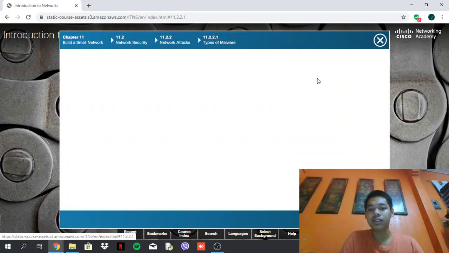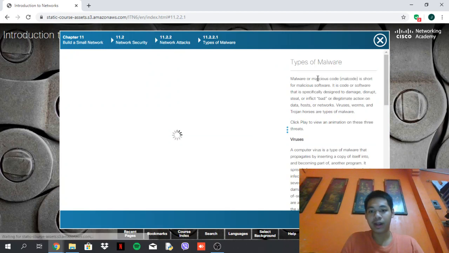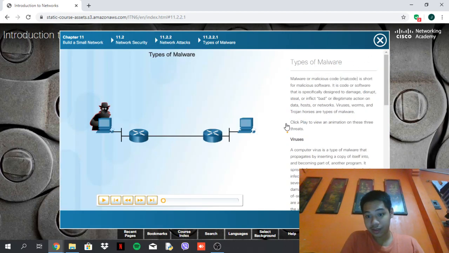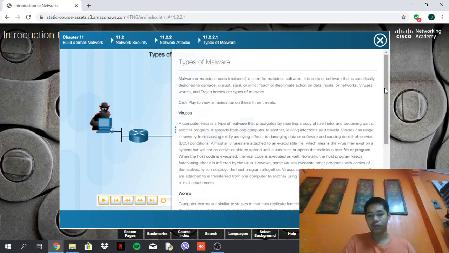And the next is network attacks, types of malware. We have viruses, we have worms, we have Trojans.